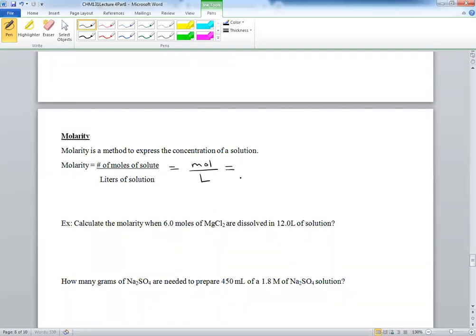This whole unit can be written as capital M, and capital M means molarity. It's read as, this many molar. So if I have something like a 6.0 M HCl solution, I would read this as a 6 molar hydrochloric acid solution.